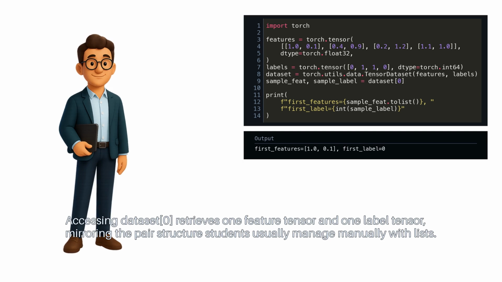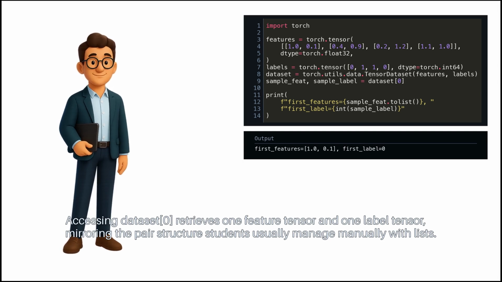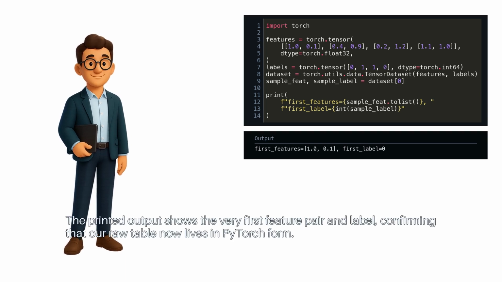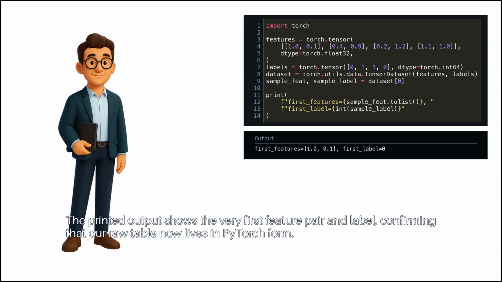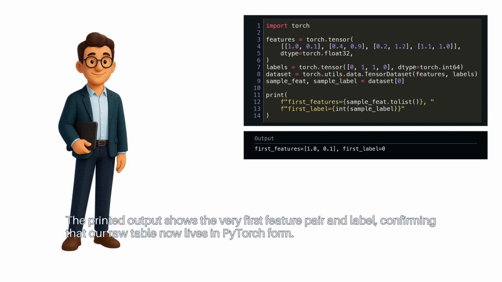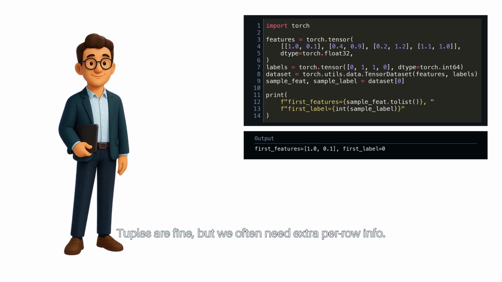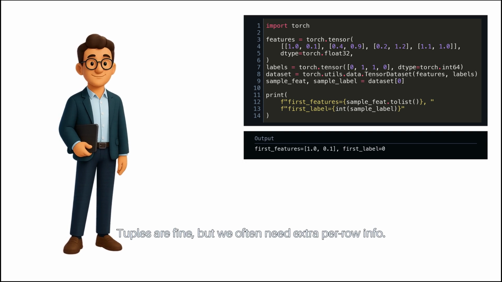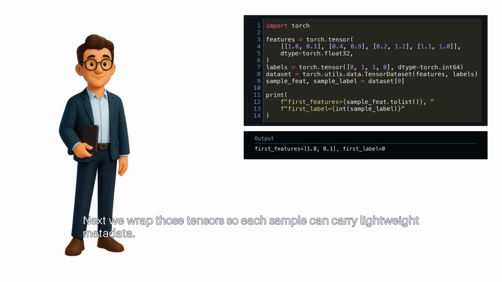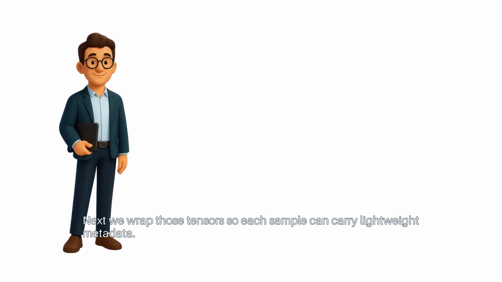Accessing dataset 0 retrieves 1 feature tensor and 1 label tensor, mirroring the pair structure students usually manage manually with lists. The printed output shows the very first feature pair and label, confirming that our raw table now lives in PyTorch form. Tuples are fine, but we often need extra per-row info. Next, we wrap those tensors so each sample can carry lightweight metadata.